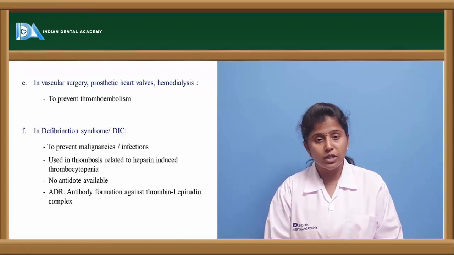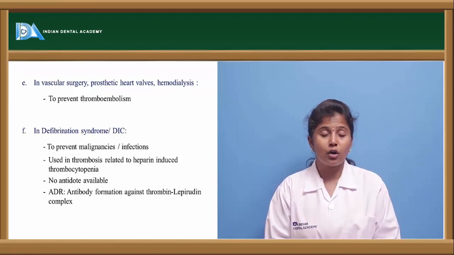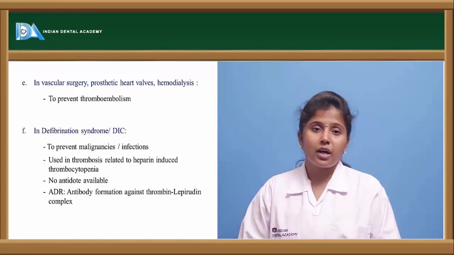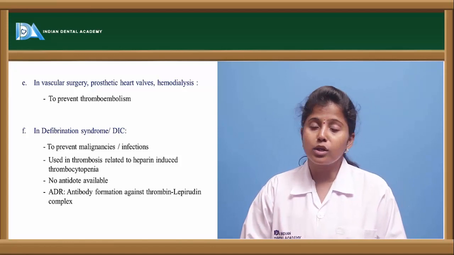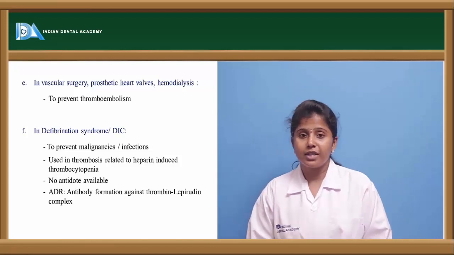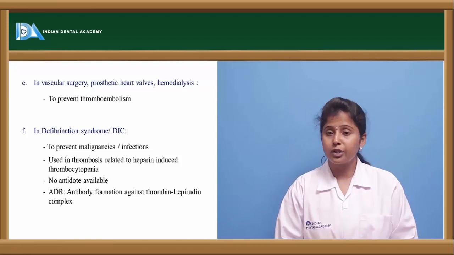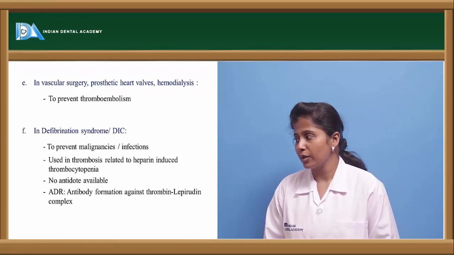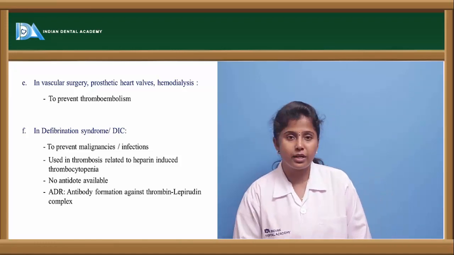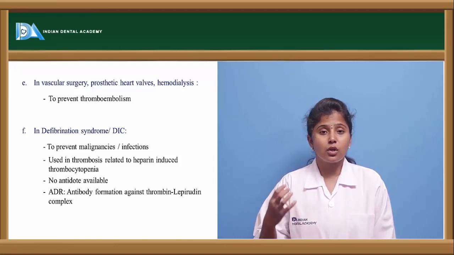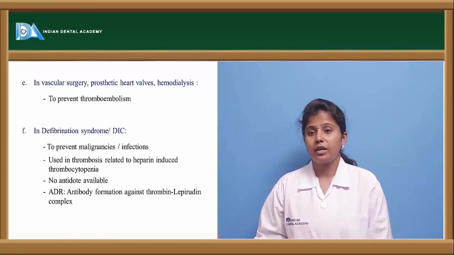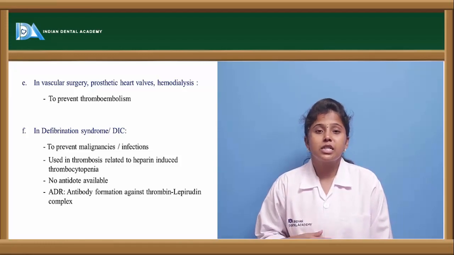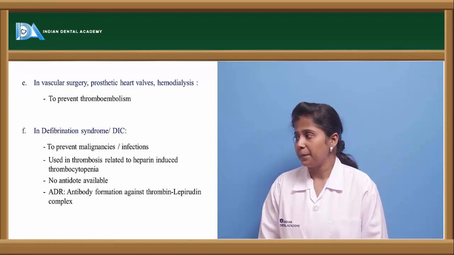So in thrombosis condition, if heparin is used for a longer period of time, then it leads to thrombocytopenia, and if the thrombocytopenia occurs, then that cannot be treated because there is no antidote available for this heparin-caused thrombocytopenia. And the adverse drug reaction in this condition is the antibody formation against the thrombin-lepirudin complex. So here, because of this thrombocytopenia condition, it leads to the formation of the thrombin-lepirudin complex, which is the adverse drug reaction of this heparin.